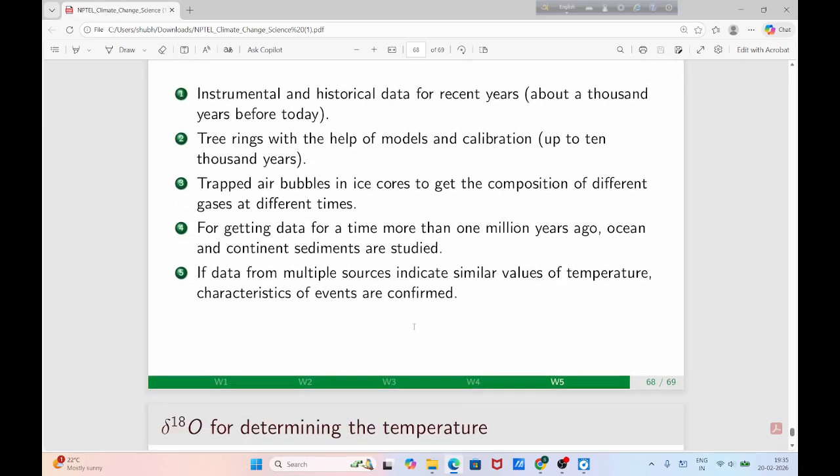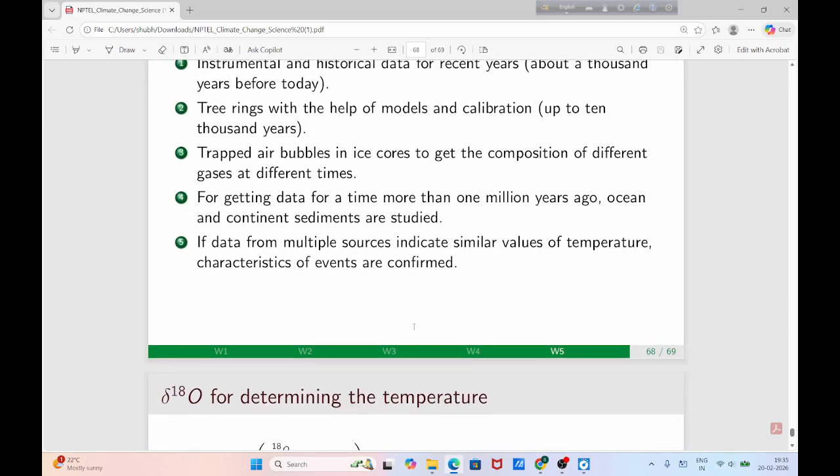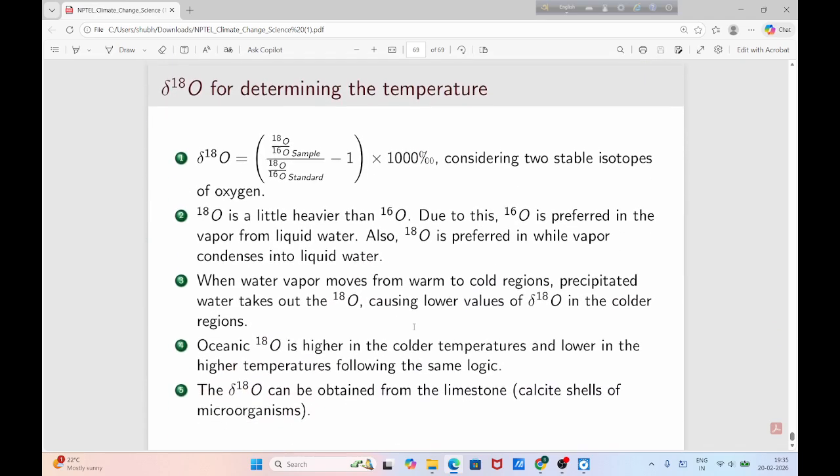Okay, okay. I think we have reached towards the end of this session. That is the last slide.